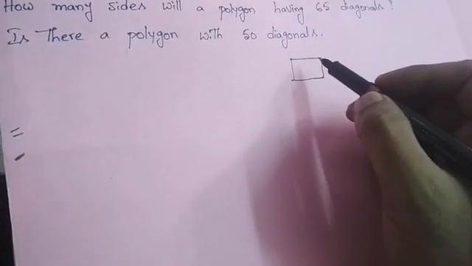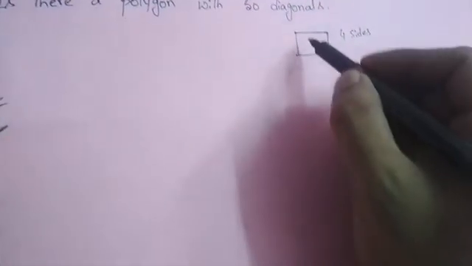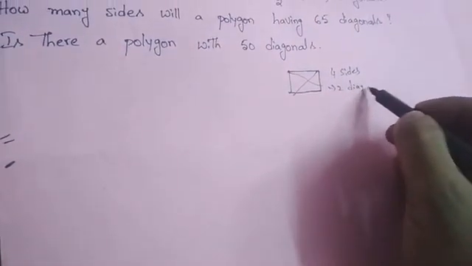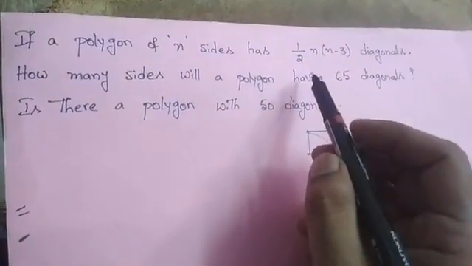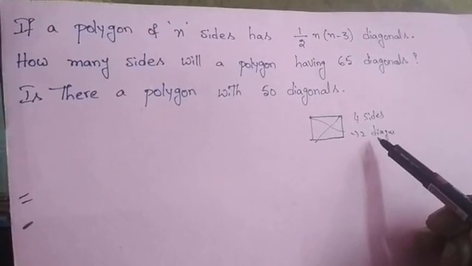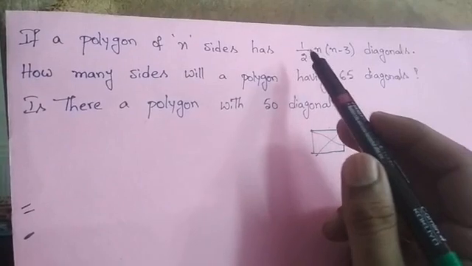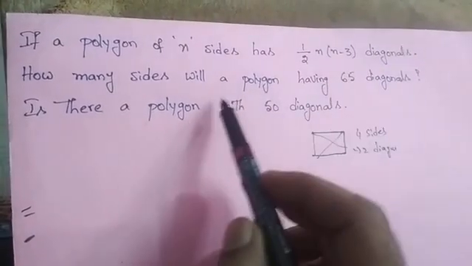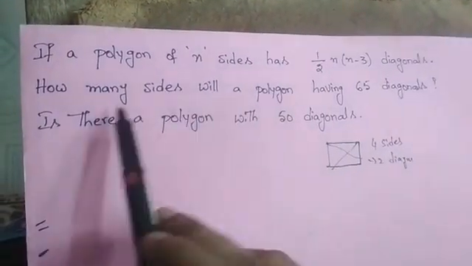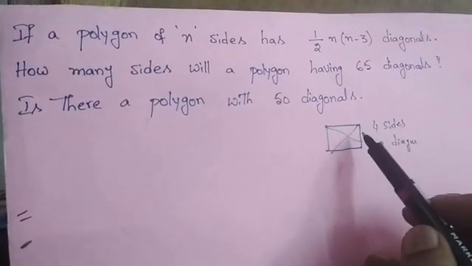Suppose this is a square. How many sides for a square? 4 sides. Then the number of diagonals will be 2. So if there is a polygon of n sides, 4 sides means we get 2 diagonals. 5 sides means you substitute 5 here and get the number of diagonals. Suppose he asked how many sides a polygon with 65 diagonals has. There is a polygon like this, one closed figure.